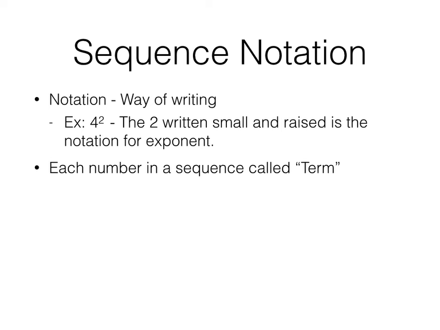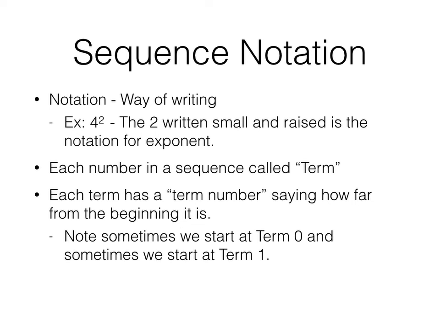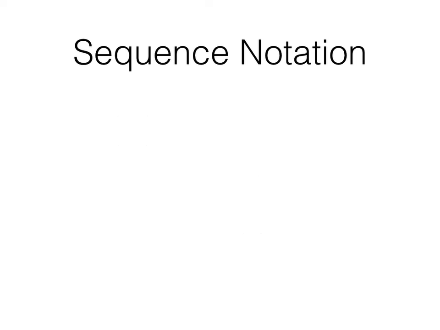So there's such a thing called sequence notation. We know something is in a sequence because we can write it as a sequence. Each number in a sequence is called a term. Each term has a term number saying how far from the beginning it is. Note that sometimes we start at term 0 and sometimes we start at term 1. Hopefully that will be clear. If it's not clear, then maybe it doesn't matter and you can start it however you want, as long as you're clear in your explanation. So here's an example.